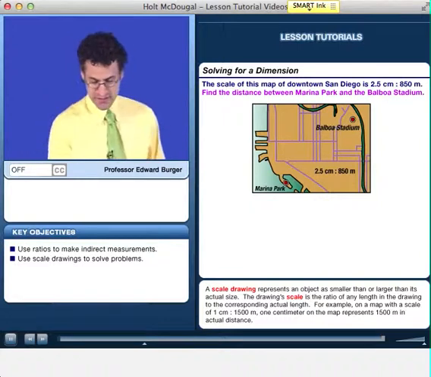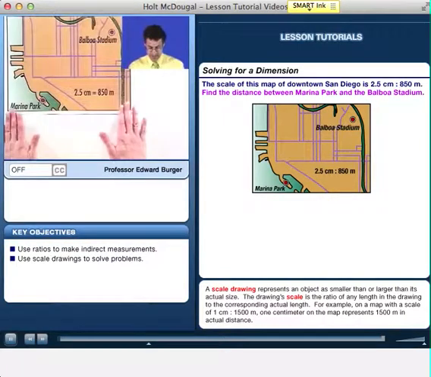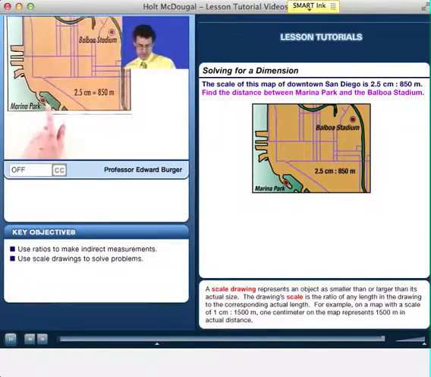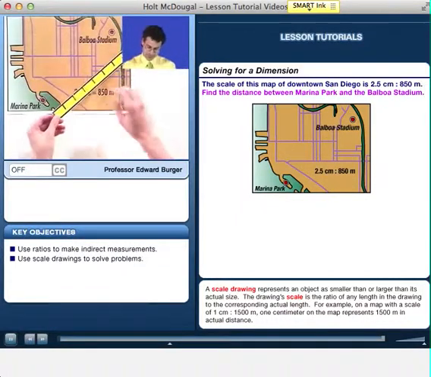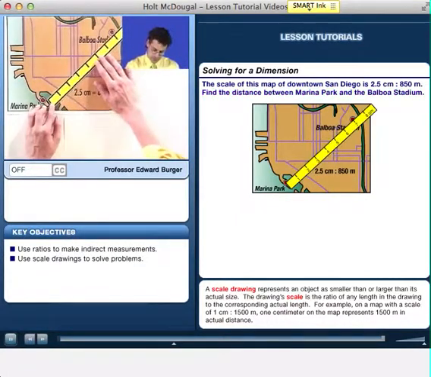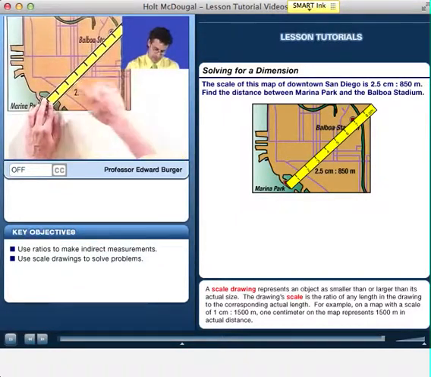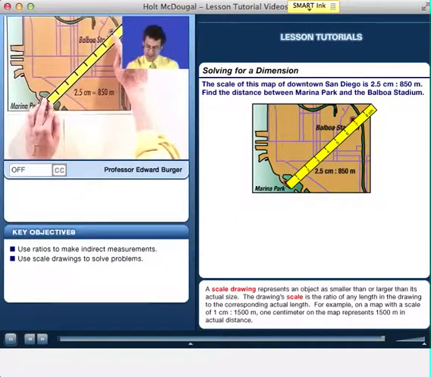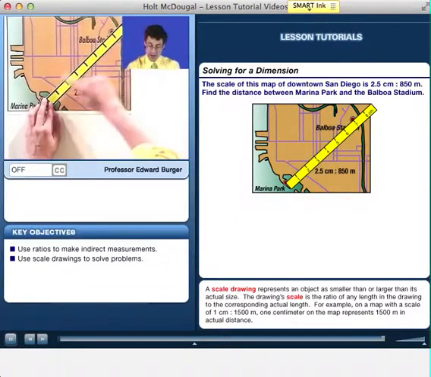Okay, so let's take a look at this and see if we can figure this out just looking at this map. What we want to do is measure the distance from this point to that point on the map in centimeters. So we take out a ruler and we measure, and what do we see? 1, 2, 3, 4, 5, 6, 7. So we're about 7 centimeters away on the map.